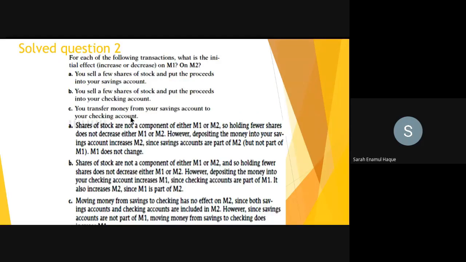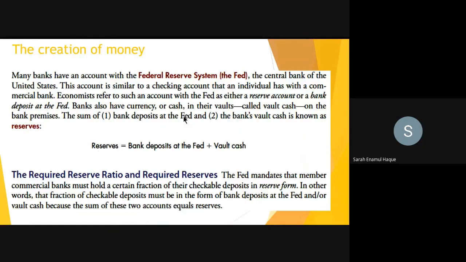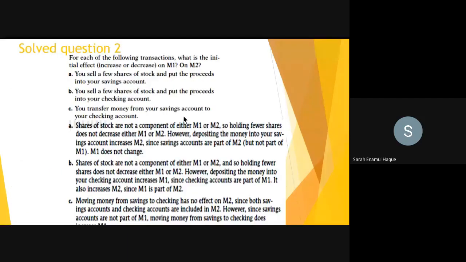Okay, and then look at the last question here. You transfer money from your savings account to your checking account. Now again there's a mistake here.